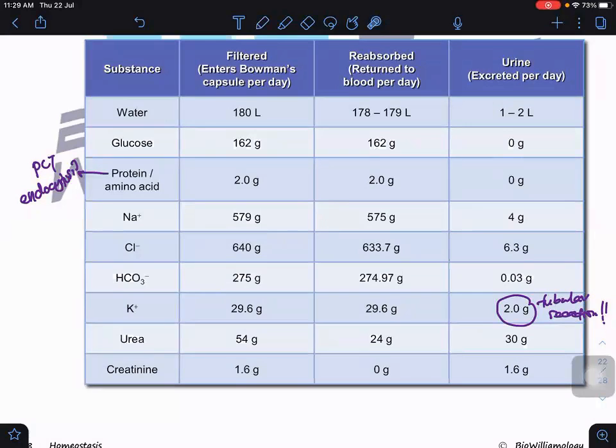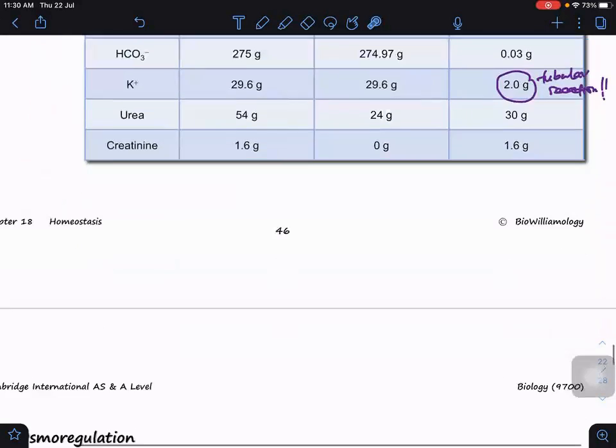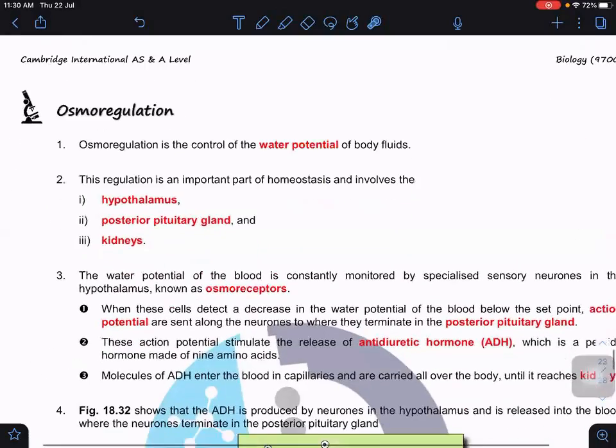Then urea: out of 54, we reabsorb about half of it, because it reaches a dynamic equilibrium, so about half is reabsorbed back. Then creatinine: we cannot reabsorb the creatinine at all, so 1.6 grams. We won't be able to reabsorb it at all because we don't have the special transport protein.